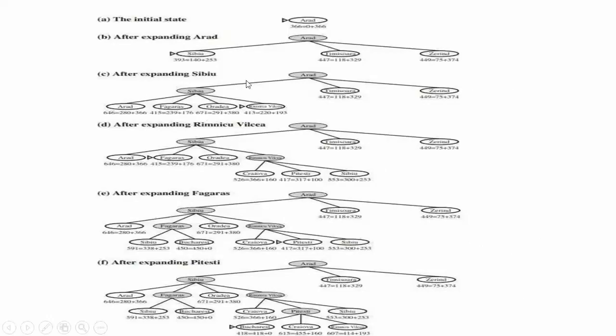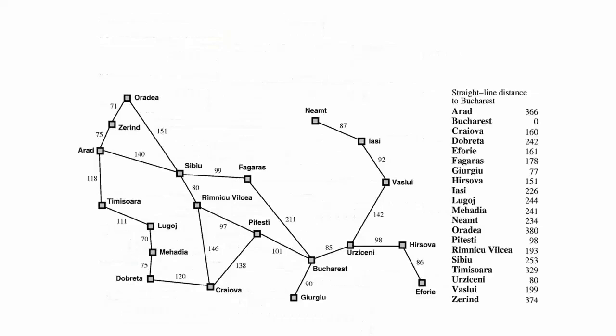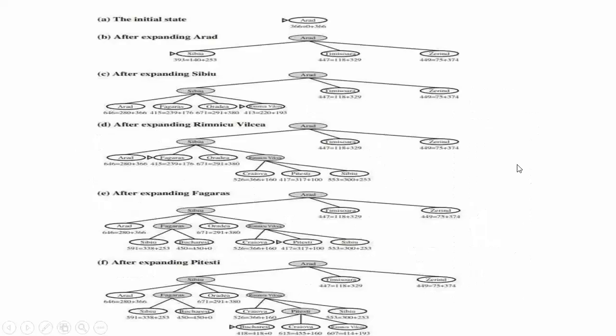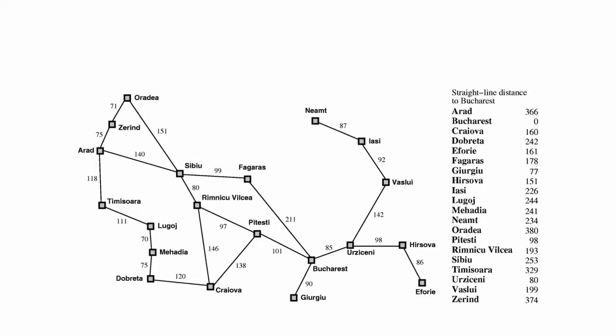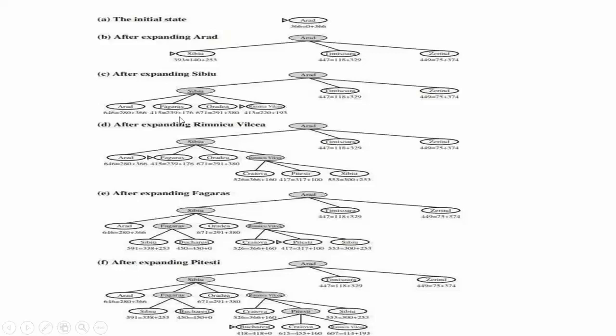So 140 plus 99, it's a value of 239. And then what is the heuristic value? What is the straight line distance value of Fagaras? 178. So 239 plus 176, a printing mistake, so 176 we have to calculate. Combining both, you will get the value 415.